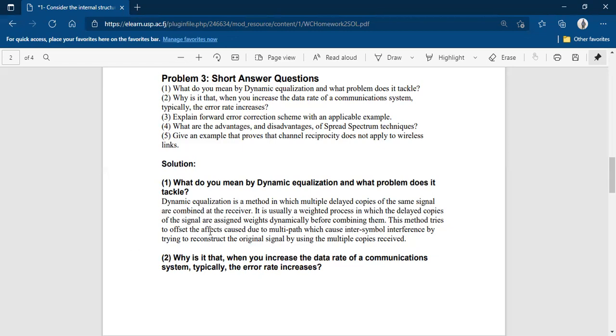This method tries to offset the effects caused by multipath, which cause intersymbol interference. The term multipath itself tells you what it is: you reach a particular destination through multiple paths. So this tries to offset the interference caused through each individual path. At the receiver end, these copies of the signal come together to give you the original signal back, reconstructing the signal.